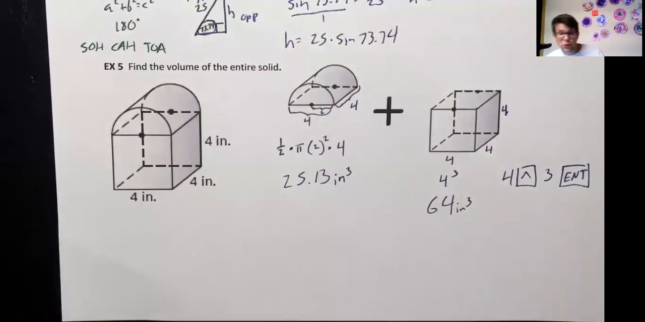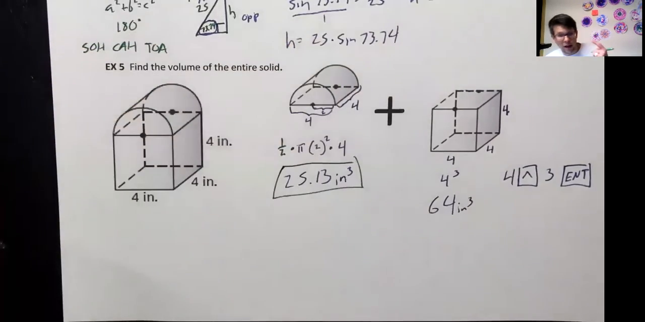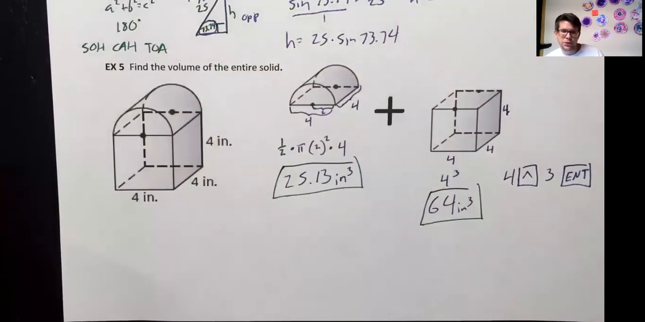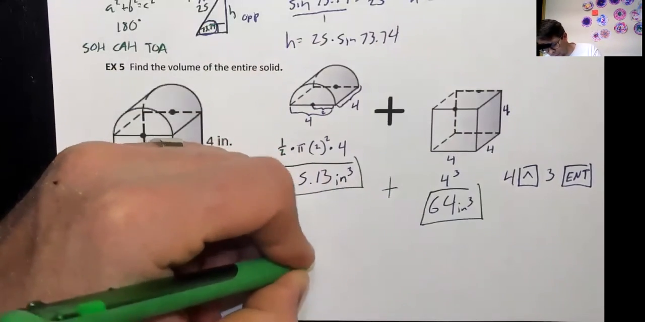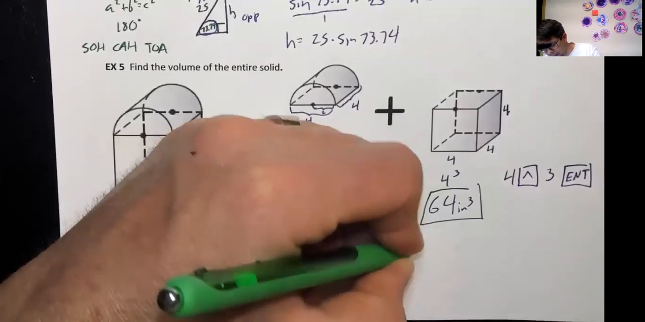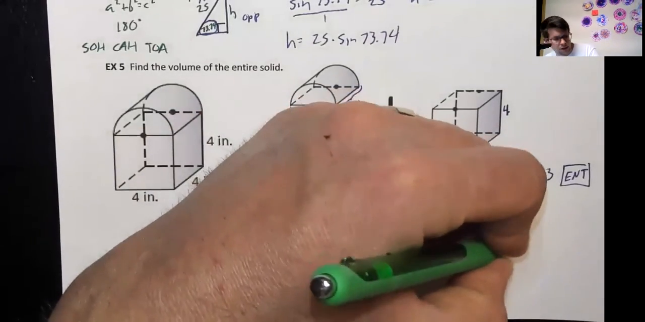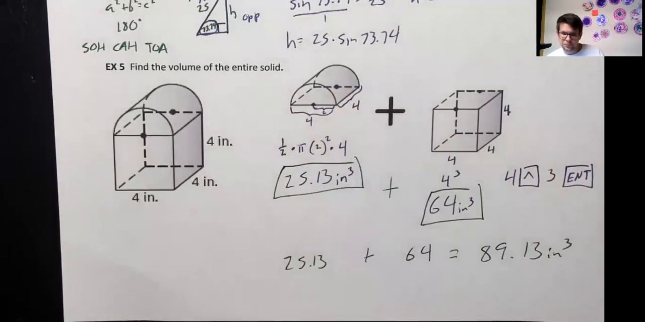inches cubed. Okay, so for our final answer, we want to make sure that we use the volume of that semicircle cylinder and also the volume of the cube itself. So we're going to add both of these pieces together. When you add them up, that's going to give you your final value. So that is 25.13 plus 64, and that addition is going to give you 89.13 inches cubed.